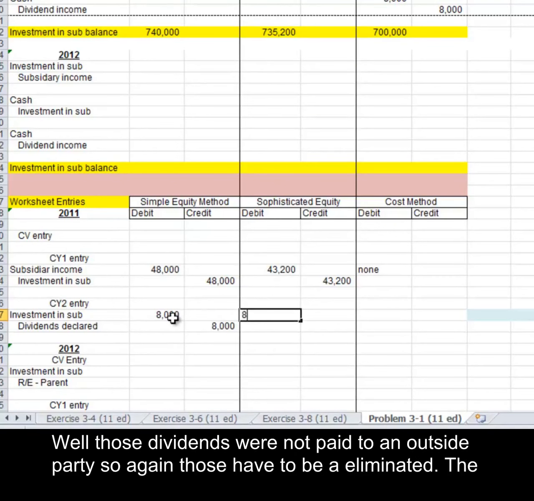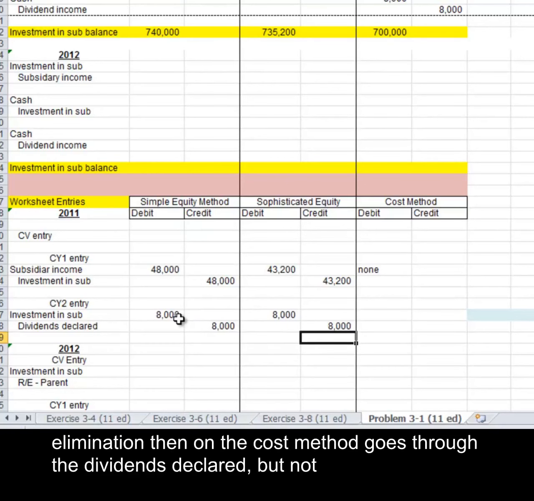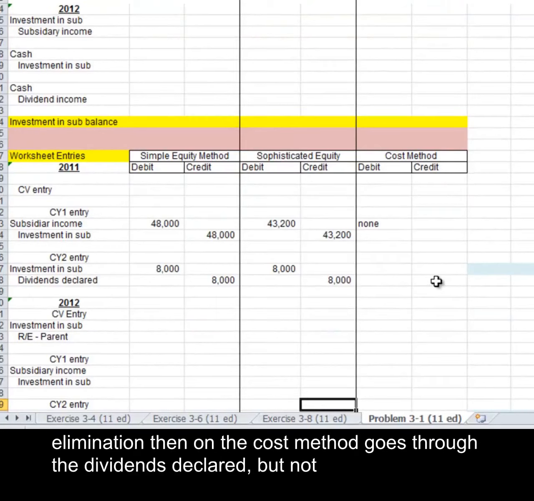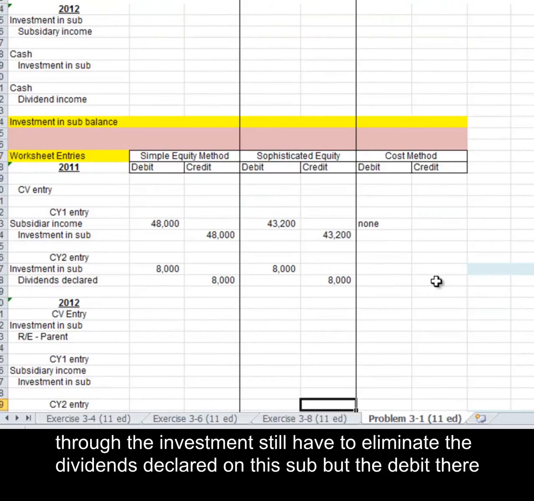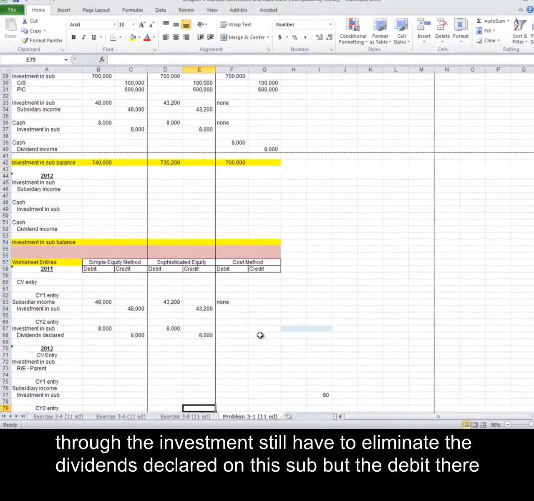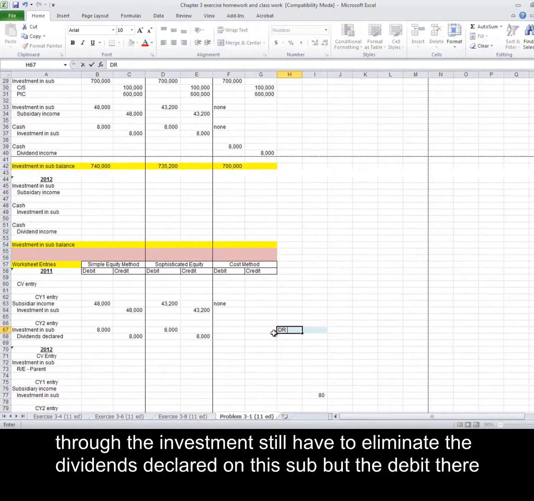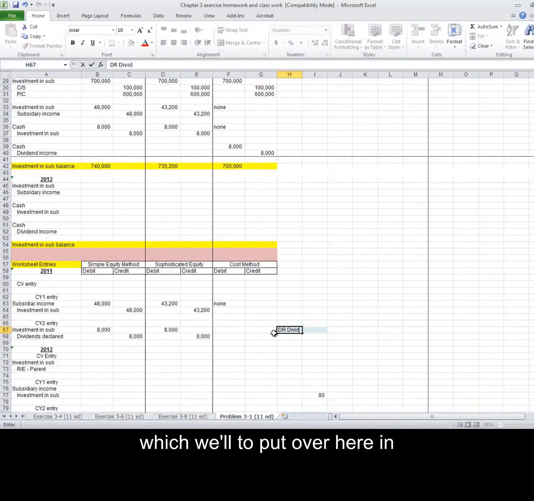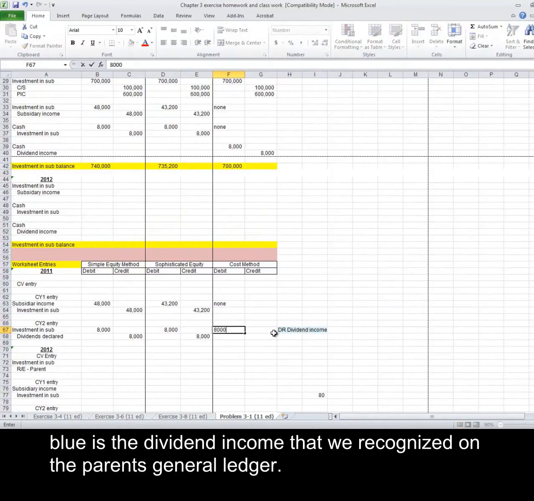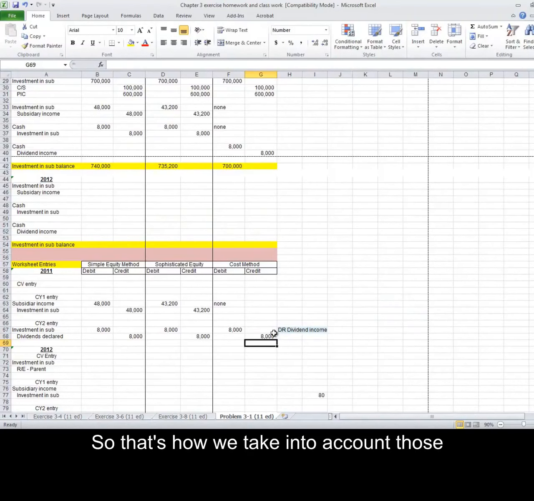Well, those dividends were not paid to an outside party, so again, those have to be eliminated. The elimination then on the cost method goes through the dividends declared, but not through the investment. We still have to eliminate the dividends declared on the sub. But the debit there, which we'll put over here in blue, is the dividend income that we recognized on the parent's general ledger. So that's how we take into account those items for CY1 and CY2.